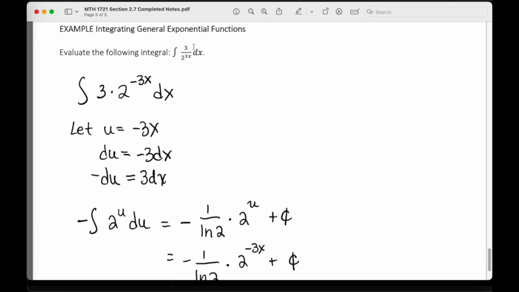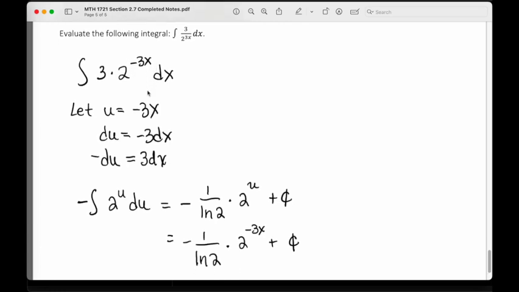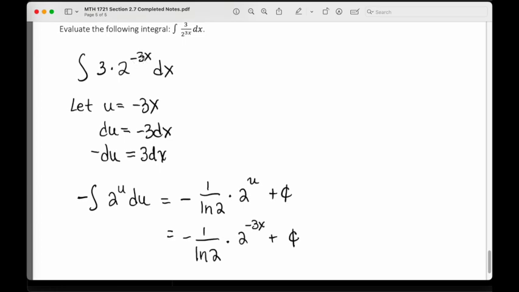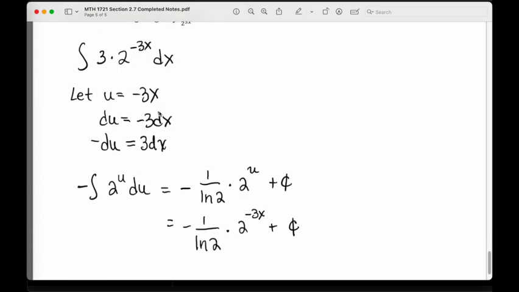Okay, so in this example, we have 3 over 2 to the 3x. So what I need to do is rewrite this as 3 times 2 to the negative 3x. Now this is something other than x, so we're going to use substitution so we can do chain rule in reverse. So I'm going to let u be equal to negative 3x. So when I take the derivative, I've got negative 3 dx.